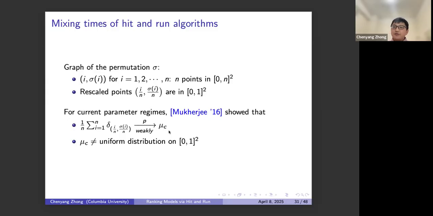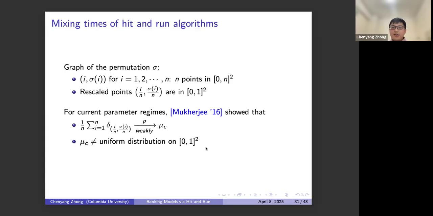And in the permutation literature, people typically call this mu c a permutation limit or a permuton, because it describes the limiting pattern of permutations as the size of the permutation grows. And in this work by Mukherjee, he showed that this limiting distribution is characterized by some variational formula. It maximizes a certain quantity, and it can be shown that it's different from the uniform distribution on the unit square.